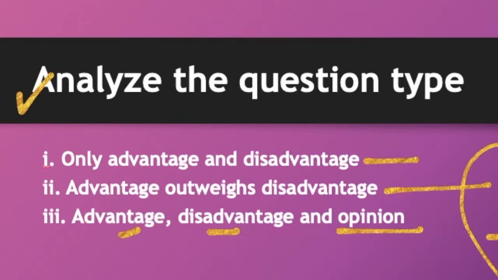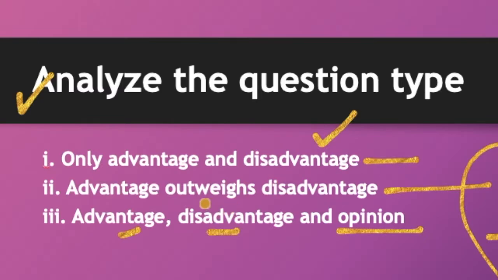Understanding the task is very important. If you're asked what the advantages and disadvantages are, you are not being asked your opinion, right? So if it is only this case, you're not supposed to write your opinion. You simply have to discuss the benefits and the drawbacks. And you can do this in 2 body paragraphs. Body paragraph 1, the positive points. Body paragraph 2, you talk about the negatives.